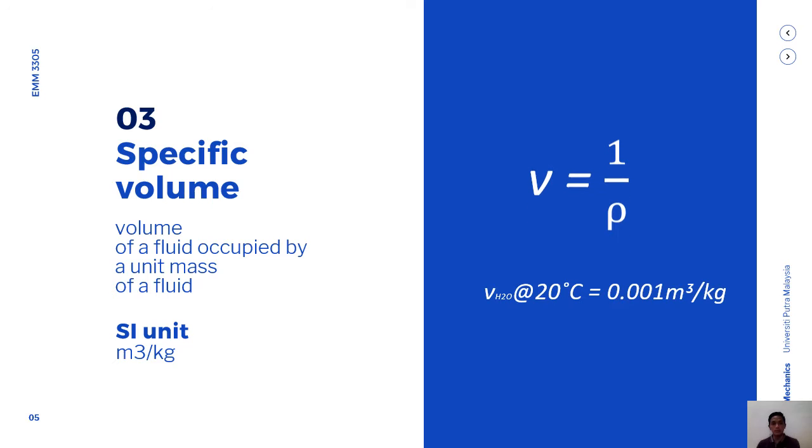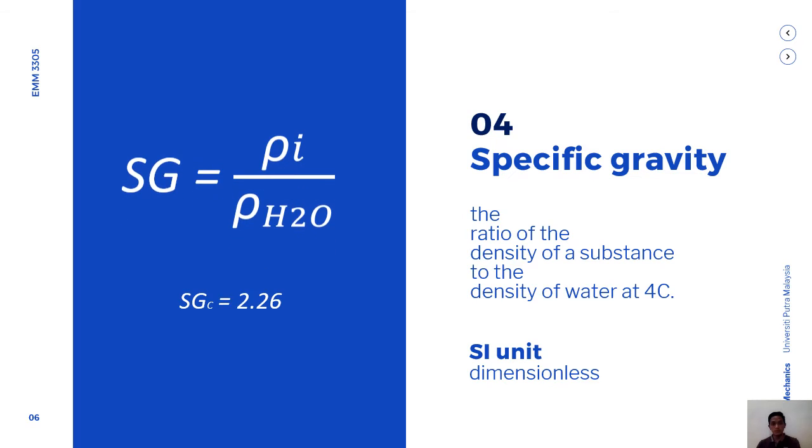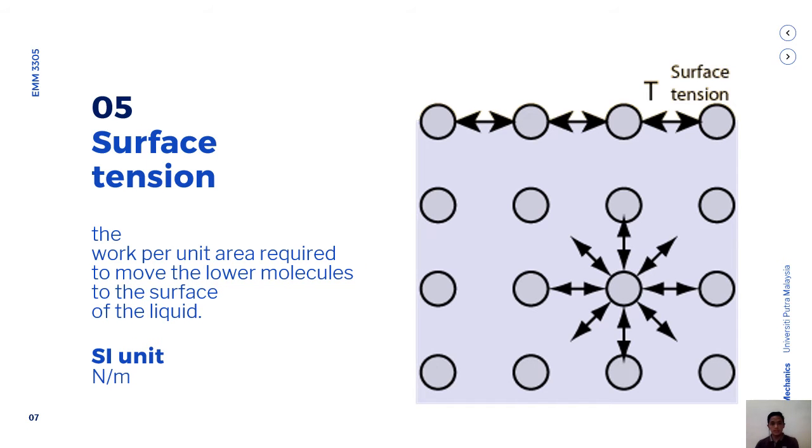The specific gravity is the ratio of the density of a substance to the density of water, and the unit would be dimensionless. In this example, the specific gravity of carbon is 2.26. So if you were to calculate its density, we can multiply its specific gravity with the density of water. So 2.26 times 1000.